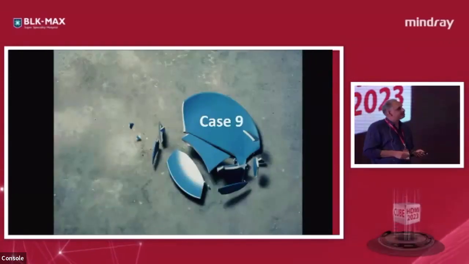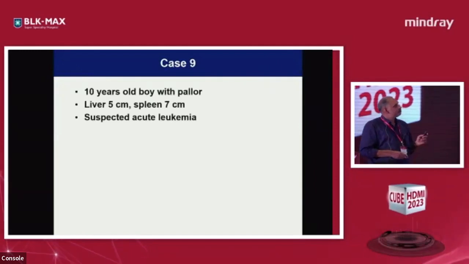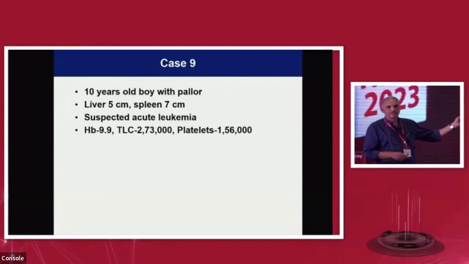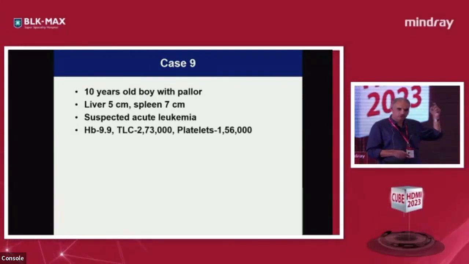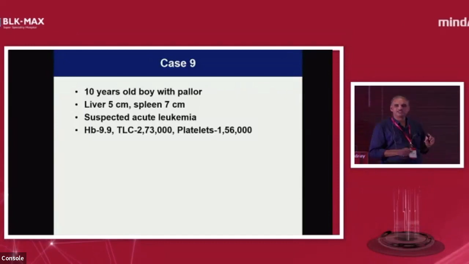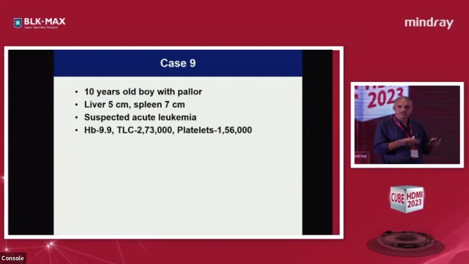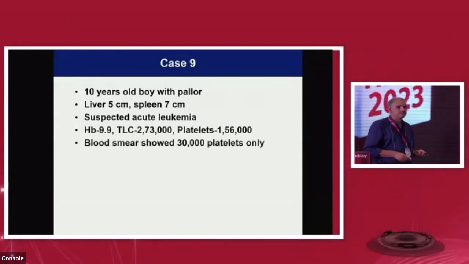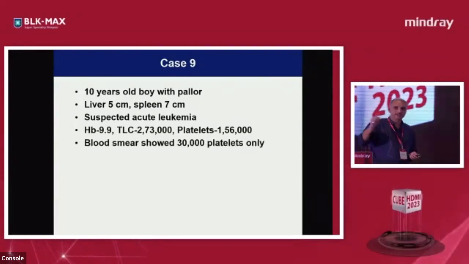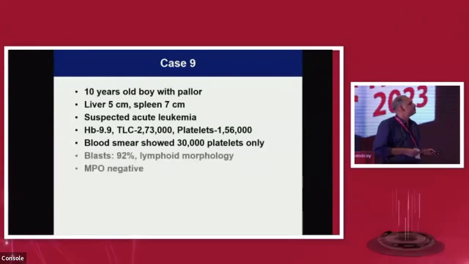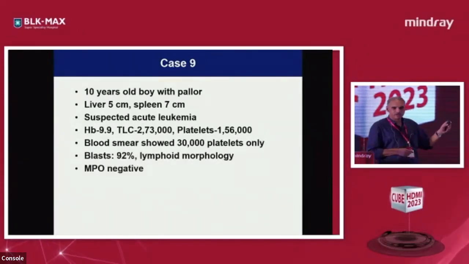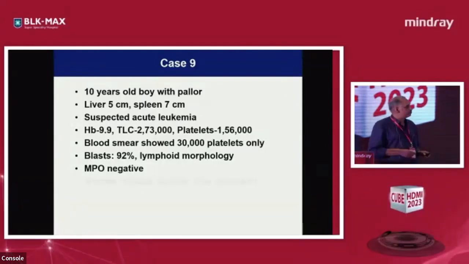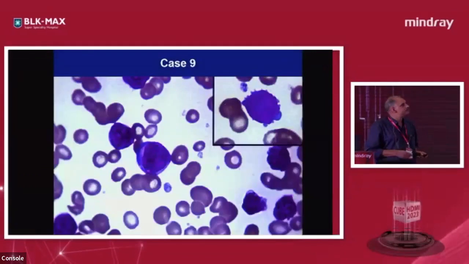Two quick cases, then I'll end. A boy with pallor and hepatosplenomegaly, suspected acute leukemia, almost confirmed by the count, TLC very high. We thought of a T cell ALL, but the platelets did not go with the dramatic acute leukemia picture. We thought there should be thrombocytopenia. The blood smear showed only 30,000 platelets. Somebody else had reported it and then I verified. Just finishing up now. Blasts were 92%, lymphoid morphology. They could not afford more investigation, so we referred them. MPO was negative, which we could do, and we advised flow cytometry.